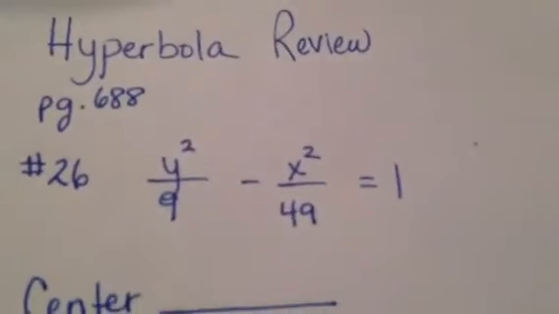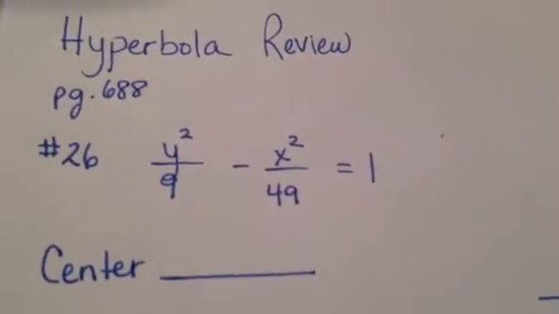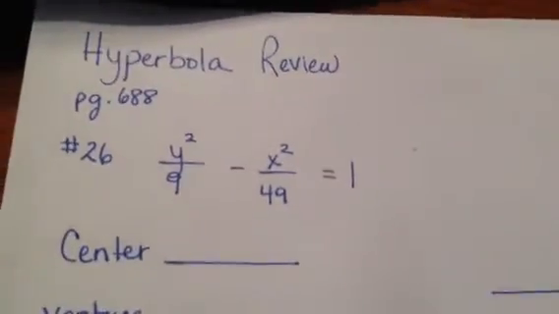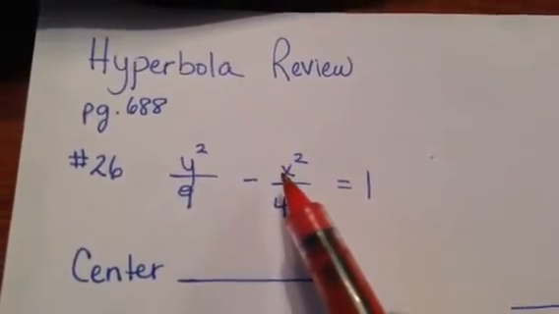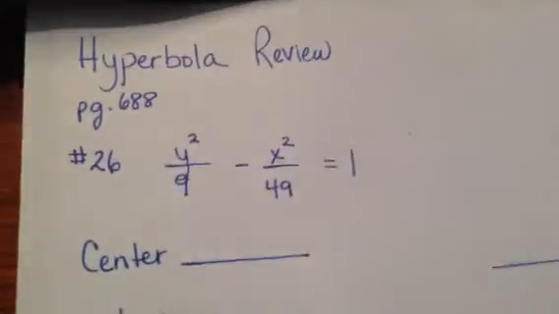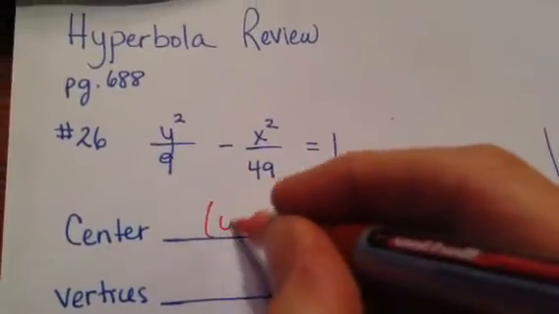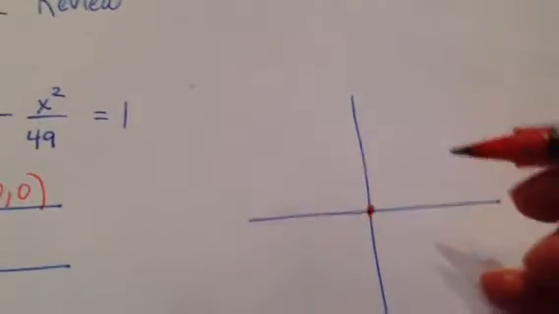Okay, this is very much like the ellipse. You can tell just by looking what the center is. It's always what makes it 0. Make sure you look at the x first, but it's still 0, 0. So let's fill this in. This is 0, 0. Come over here to your graph and let's plot your center.